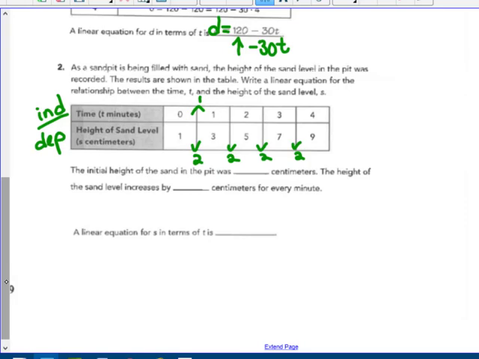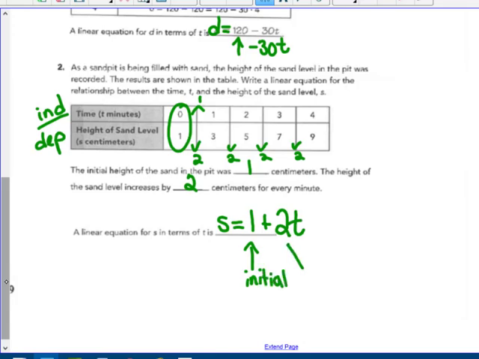The initial height of the sand in the pit was 1 centimeter, right here, at time 0, and the sand level increases by 2 centimeters for every minute. The equation would be S for sand, initial 1 centimeter plus 2 centimeters for every minute. 2 times the t, 2 times minutes. So here's my initial. Where did I start? There's my rate.